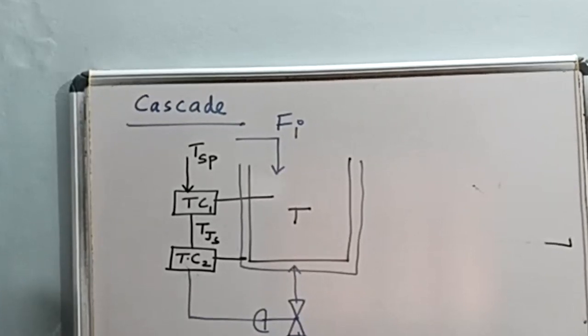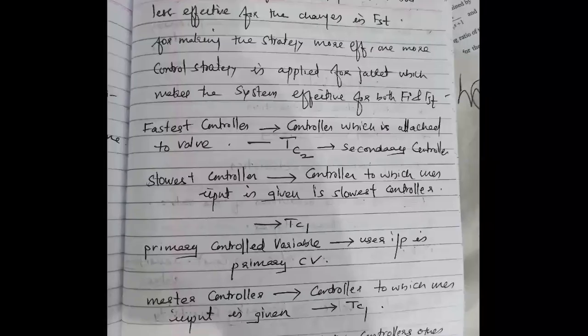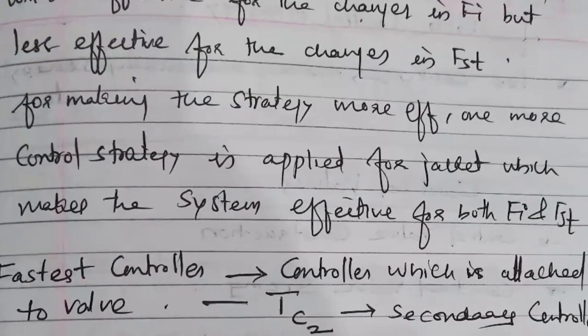If you remember our class notes, yes, I think this is the cascade controller. That is, if only one controller is used, the strategy will be effective for changes in FI but less effective for changes in FST. FST means steam or coolant, whatever. For making the strategy more effective, one more control strategy is applied for the jacket, which makes the system effective for changes in both inlet flow rate and steam temperature.